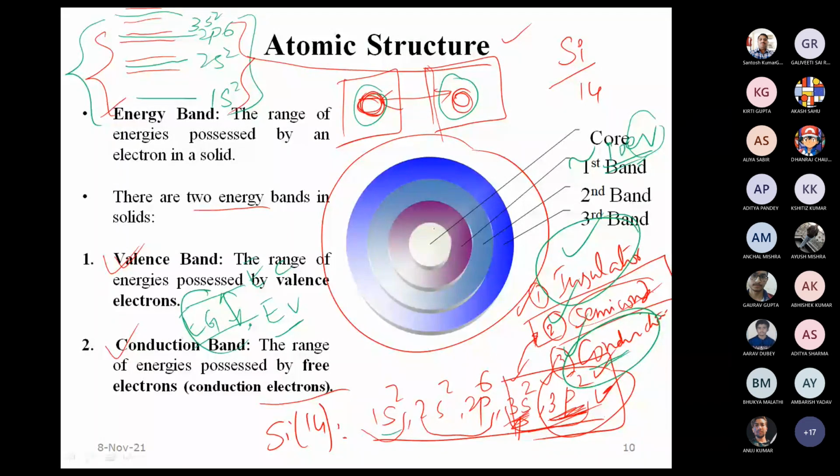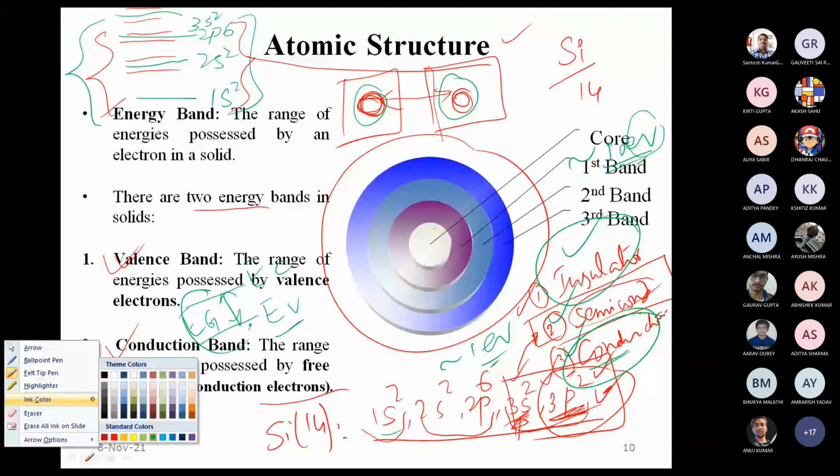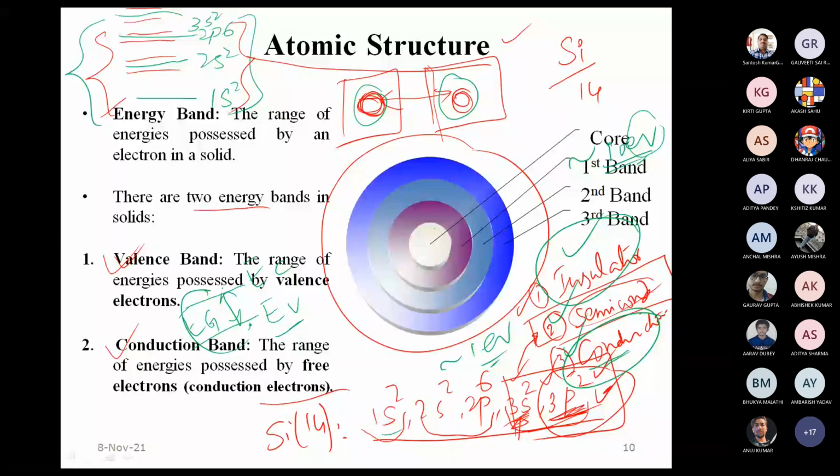For insulators it is too large, and for semiconductors it is in between, say around 1 electron volt. So it is very small, that's why the electrons can easily go from the valence band into the conduction band. In the valence band the electrons are there, whereas in the conduction band there may be electrons, or there may not be electrons also.